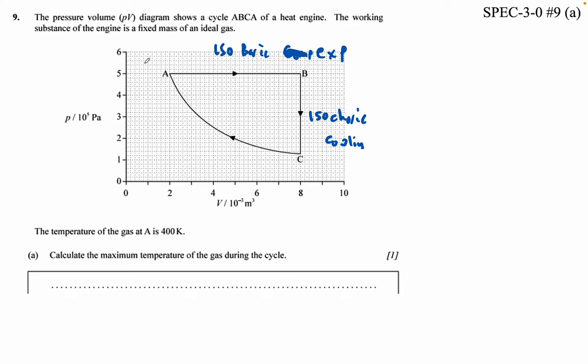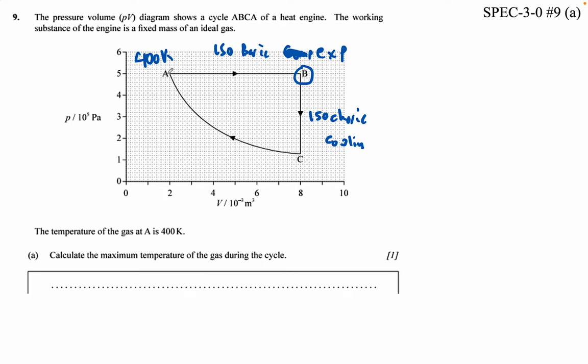So they say that the temperature here is 400 kelvins, and they ask for the maximum temperature of the gas during the cycle. Well, the maximum temperature is going to be out here, right? We've got the same pressure, but we've got much more volume, right? So therefore, it has to be at a higher temperature. And from here, it cools. So that's got to be the maximum right there, okay?